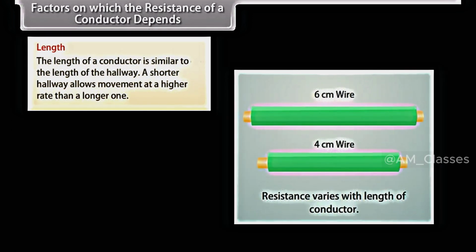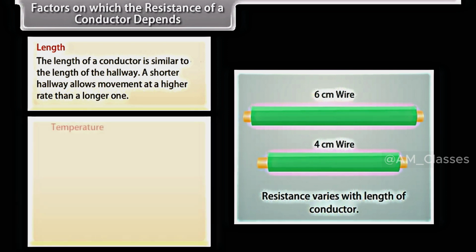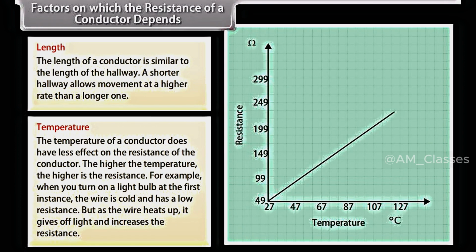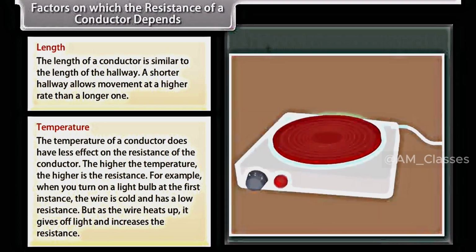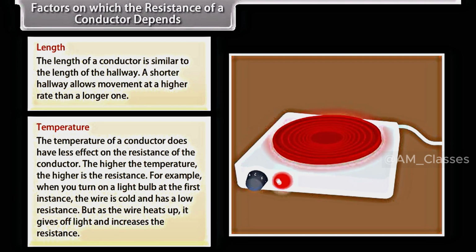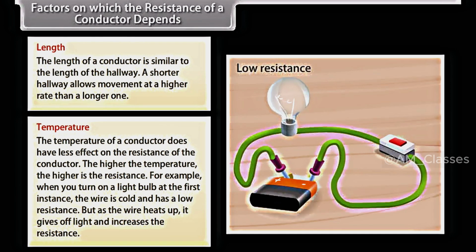Length. The length of a conductor is similar to the length of the hallway. A shorter hallway allows movement at a higher rate than a longer one. Temperature. The temperature of a conductor has an effect on the resistance of the conductor. The higher the temperature, the higher is the resistance. For example, when you turn on a light bulb at the first instance, the wire is cold and has a low resistance. But as the wire heats up, it gives off light and increases the resistance.